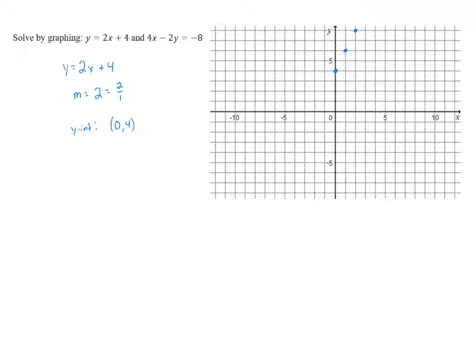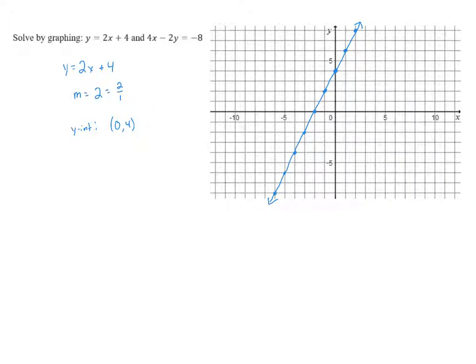And if we want to have more accuracy in the other direction, we can go oppositely. We can go down 2 and to the left 1, down 2 to the left 1, and so on. And we end up with our line. It's going to look something like this.